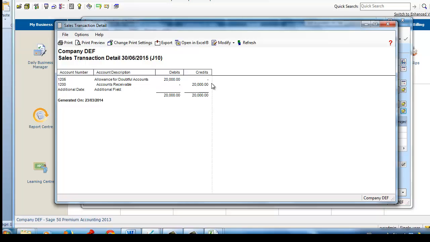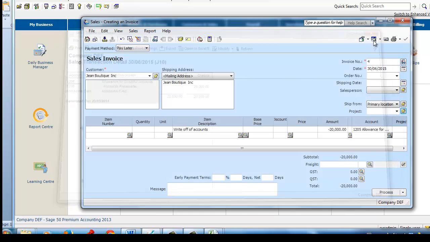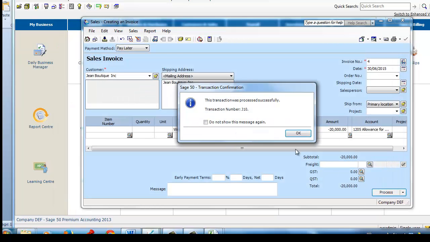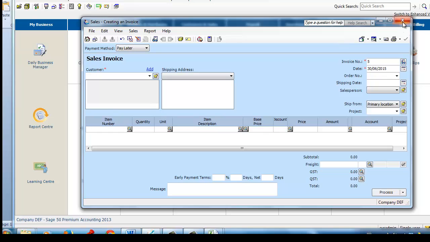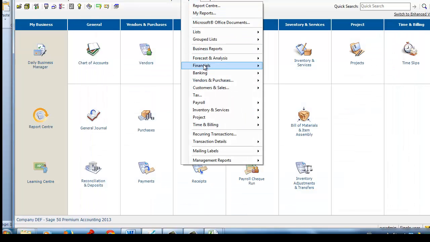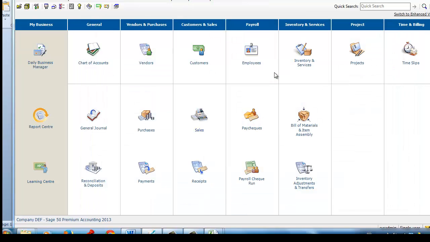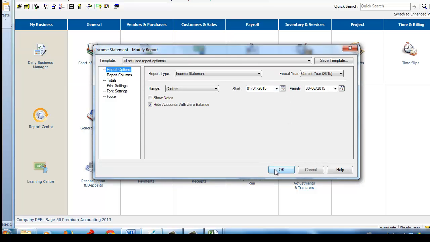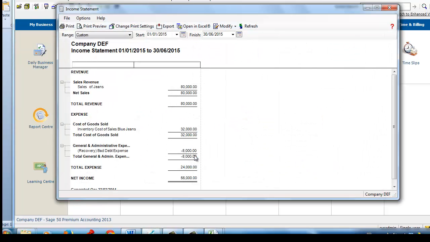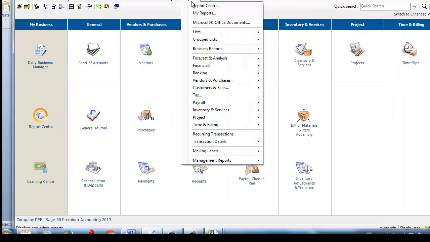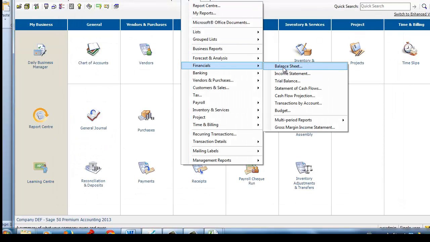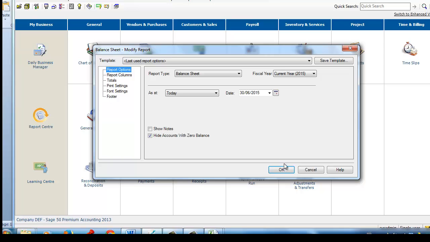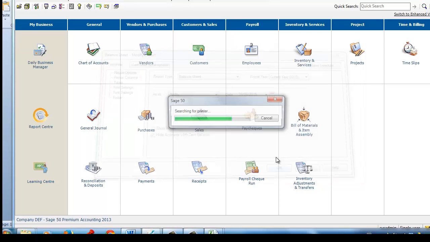The moment we post this entry, you will note that for our income statement, let's go there first, from the 1st to the 30th, there is no effect. If you compare this with what you had seen before, there is no effect. That journal entry has no effect on our income statement, but it does have an effect on the balance sheet. And let us see what the effect on the balance sheet as at June 30th is.